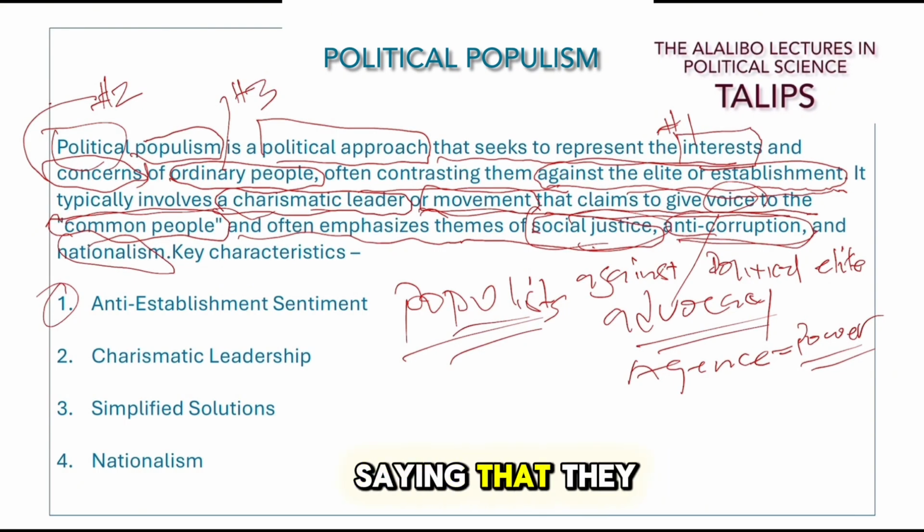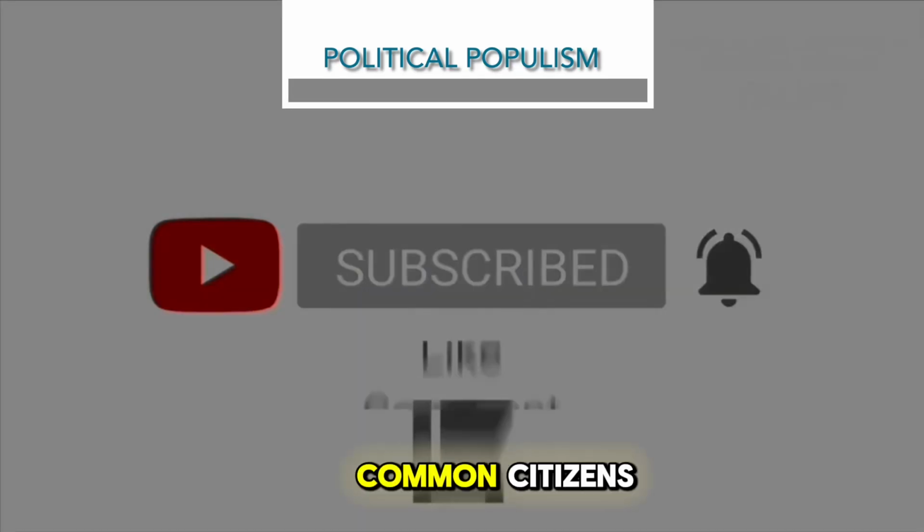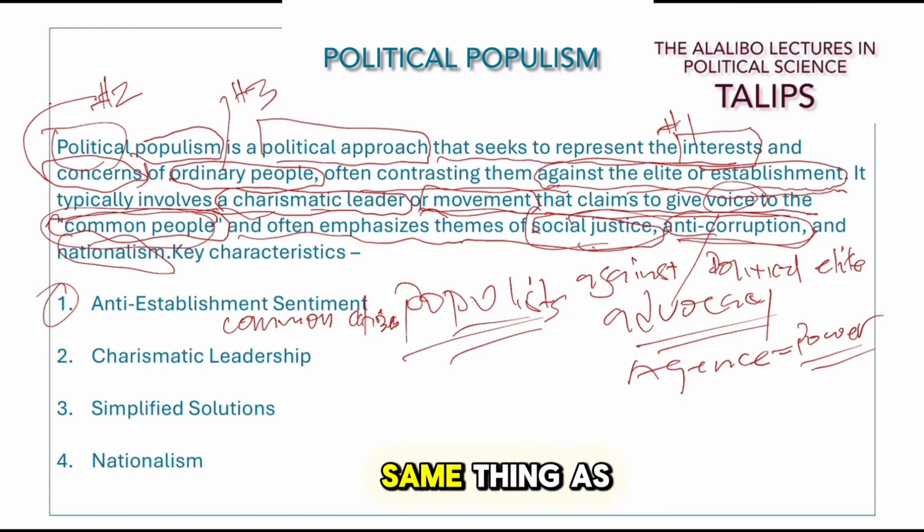So they are saying that they represent the common citizens, right? The common citizens, same thing as the common people, same thing as the ordinary people, against the elite. Why is that? Because the elite is seen as those that oppress the common people, that will go against the interest of the common people for their own interest. They will use the common people to achieve their own interest, right?